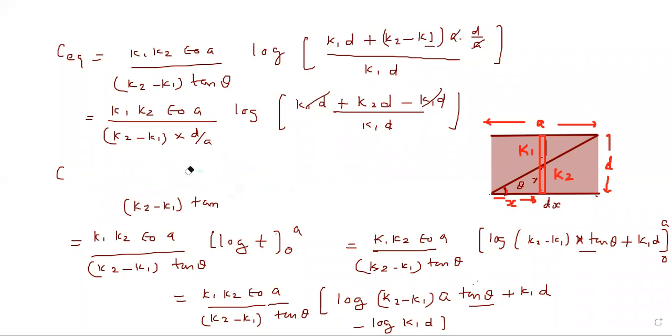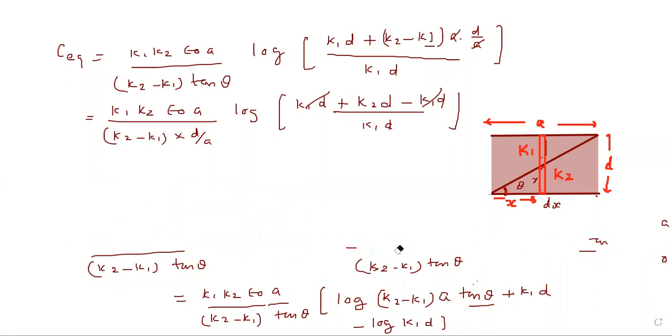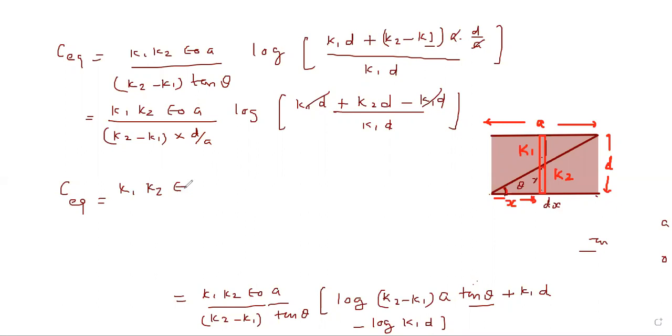So finally, we get C equivalent equals K1 K2, this A will go in the numerator, so K1 K2 epsilon naught A squared divided by K2 minus K1 times D times log of K2 upon K1.